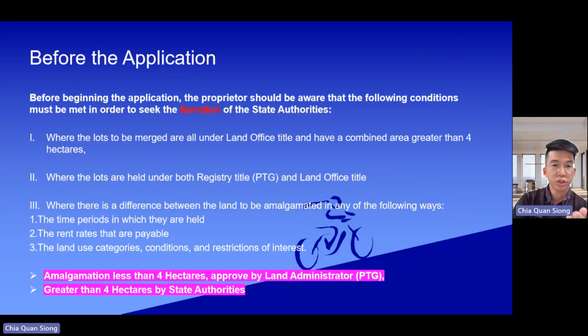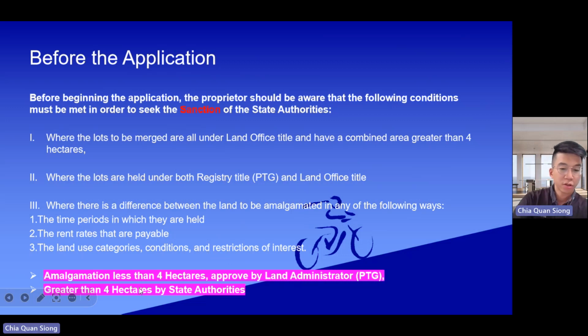So before the application, the proprietor must be aware the following conditions must be met in order to seek the sanction of the state authority, where the lots to be merged are all under the land office and have a combined area greater than 4 hectares. So we need a sanction from the state authority, and also where the lots are held under both registry title and land office title, where there is a difference between the land to be amalgamated in any of the following ways: the time period in which they are held, the rent rate payable, the land use category, condition and restriction of interest.